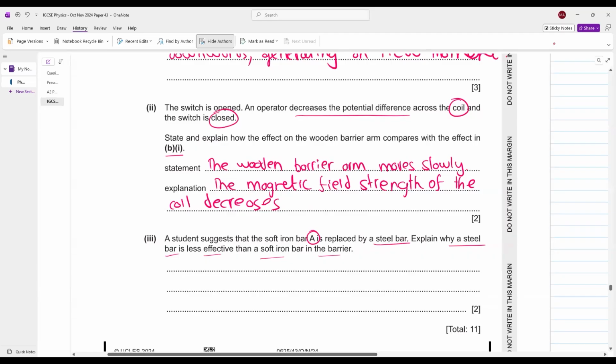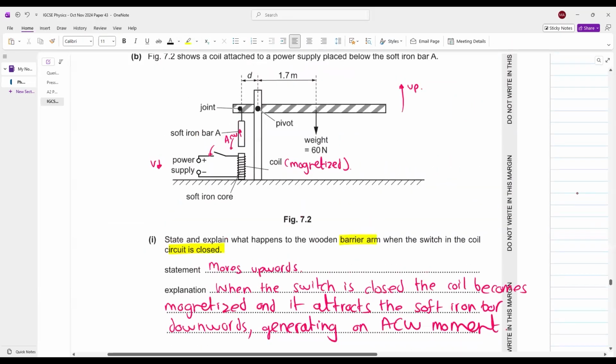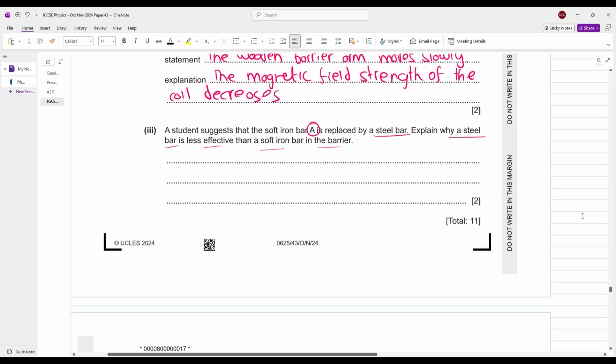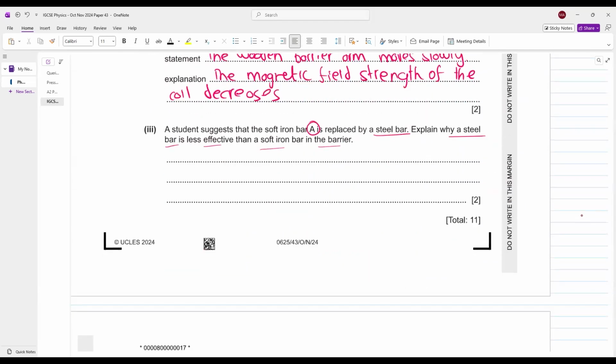If I place a steel bar here, the iron bar will remain attracted to the steel bar, even if I open up the switch, and the wooden arm barrier will always remain at the top. So you can write it here.